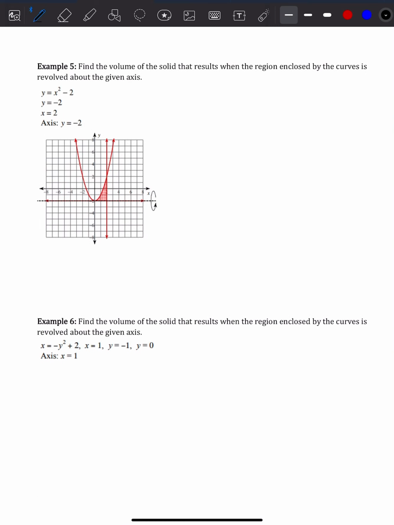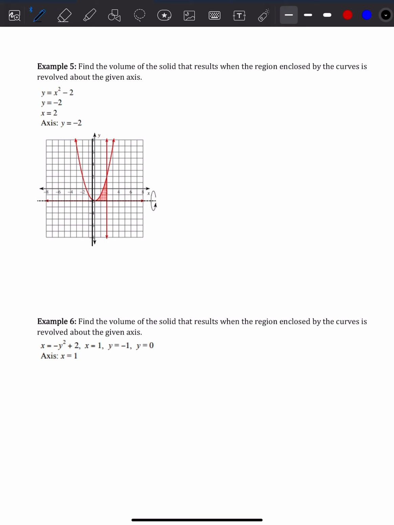Find the volume of the solid that results when the region enclosed by the curves is revolved around the given axis. Our axis this time is y equals -2. We have y equals x squared minus 2, y equals -2, and x equals 2. So looking at this function and this graph, we can tell that we're hitting 0 for our x. So we have our bounds of 0 to 2.